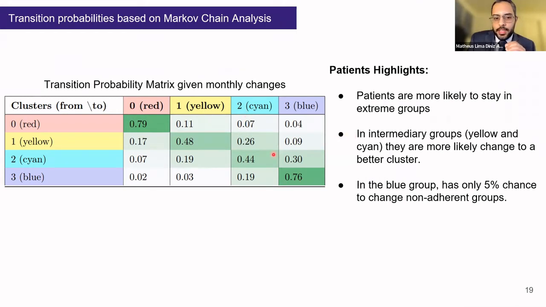But then we noted that when patients are in the intermediary clusters, which are the yellow one and the cyan one, they are more likely, and this is good news, to change to a better cluster than to change to a worse cluster, to go back to red, or go back to red or yellow in the case of the cyan one. And finally, in the case of the blue cluster, they only have a 5% probability to go to red or yellow, which is very low.